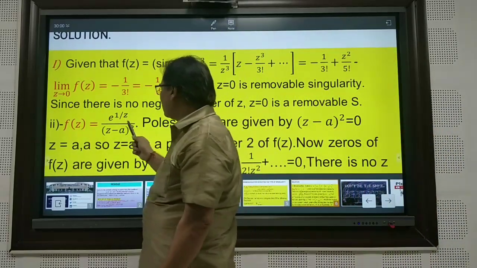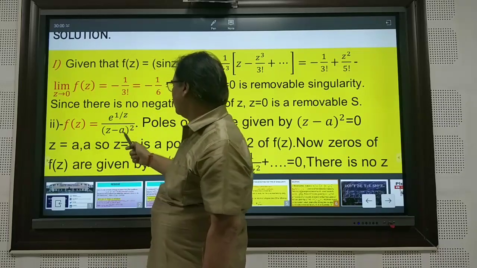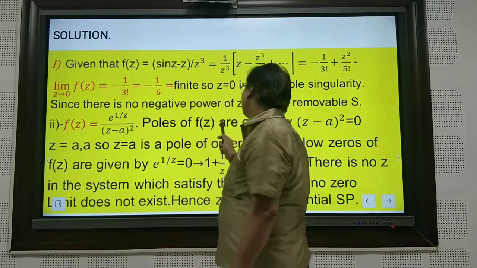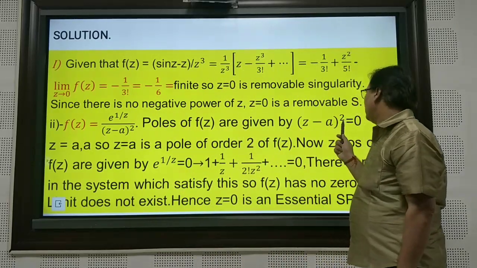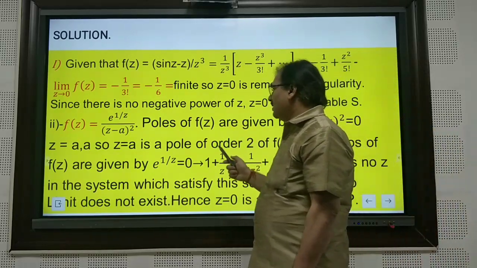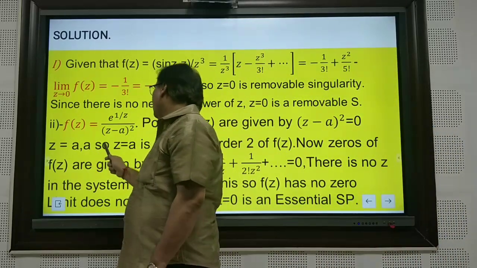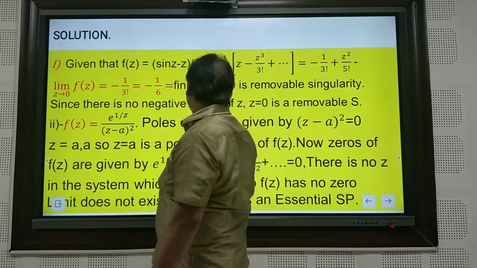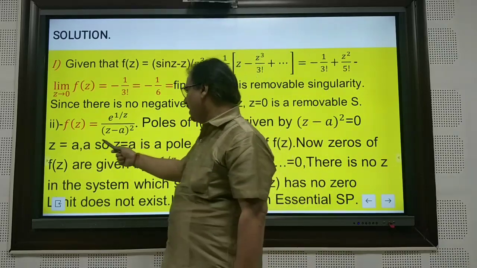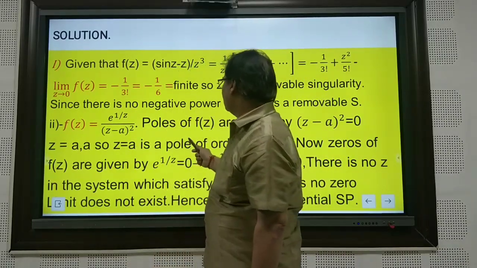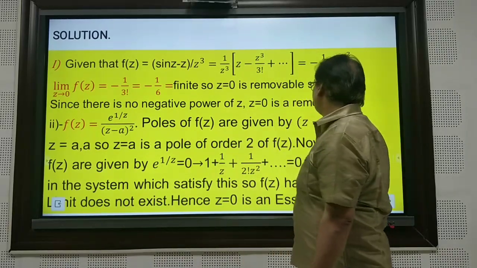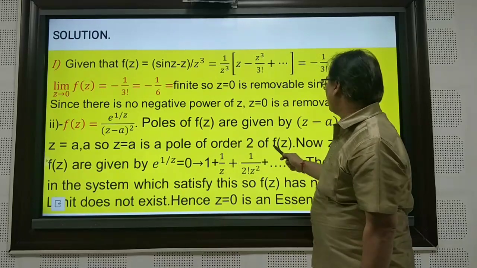Now similarly, the second problem: e to the power 1 by z divided by (z minus a) whole squared. The poles of f(z) are given by (z minus a) whole squared equal to 0, so z equal to a. This is a repeated root: z minus a, z minus a. It means z equal to a and a. So z equal to a is a pole of order 2 of f(z).